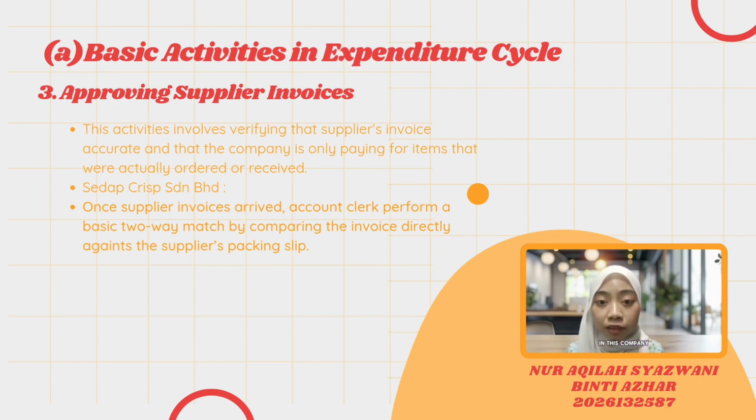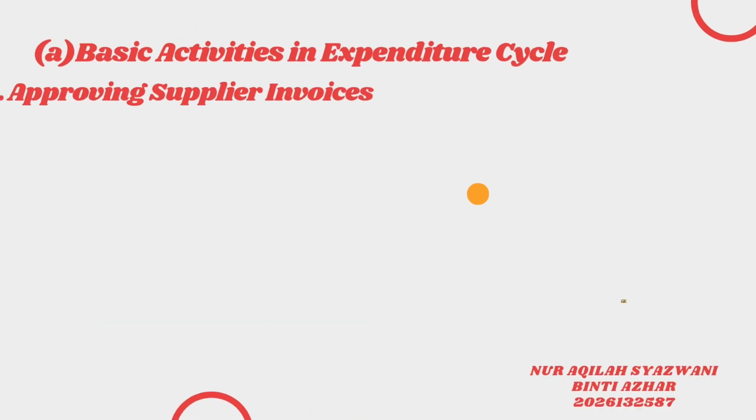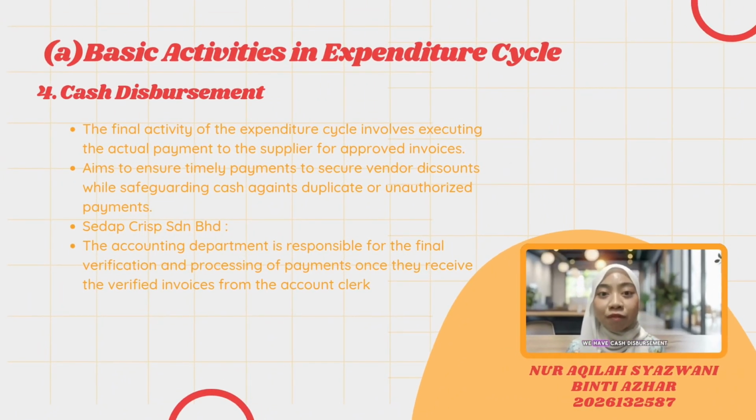In this company, which is Sedap Kris Berhad, when the supplier's invoice arrives, the accounting clerk performs a basic two-way match by comparing the invoice directly against the supplier's package slip instead of using internal purchase orders and independent receiving reports. And the last process, we have cash disbursement.